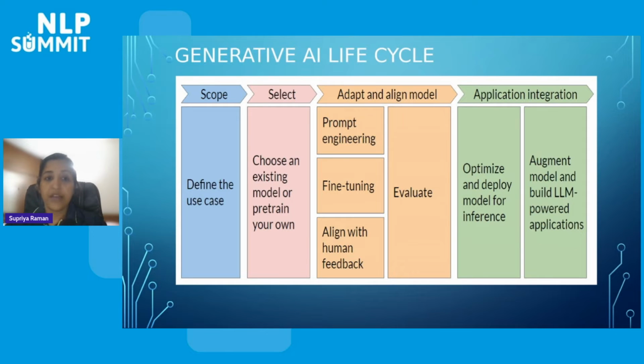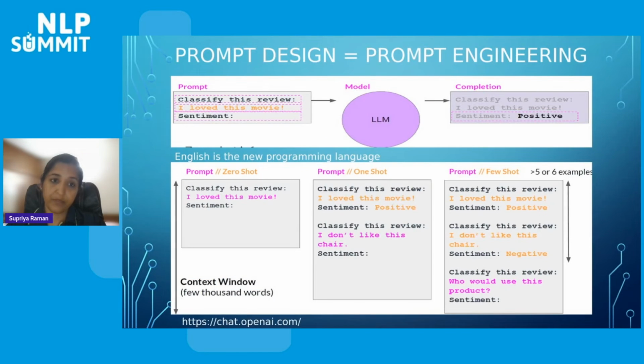The final stage of the life cycle is, of course, the deployment and augmenting it properly so that we optimize and deploy the model in the most efficient way. This is the most crucial final stage of each generative AI life cycle.